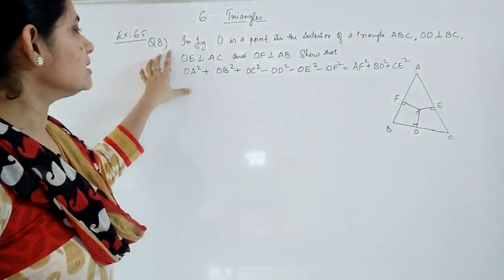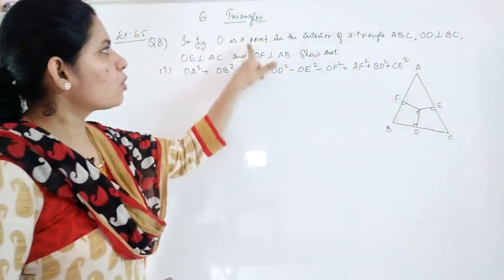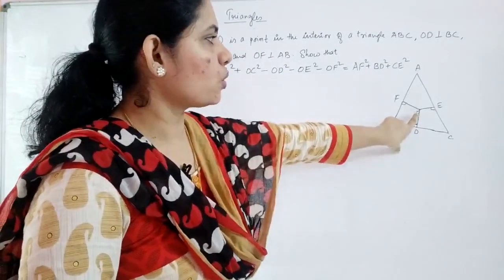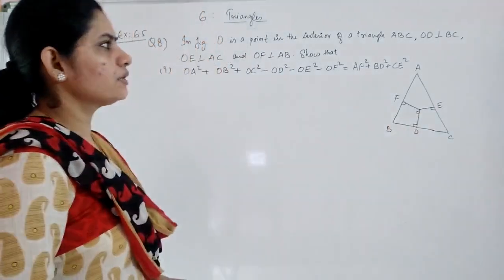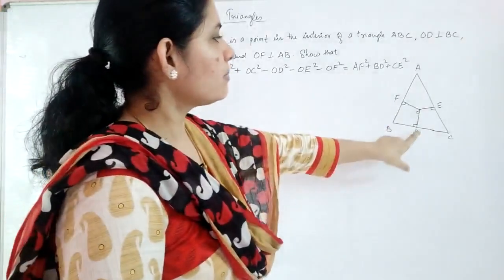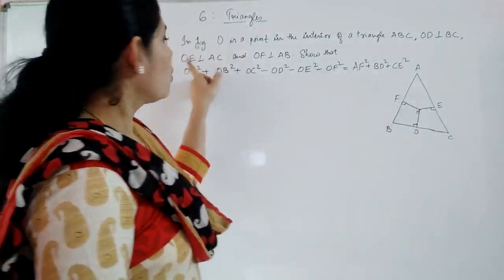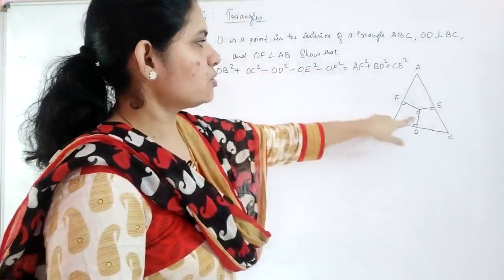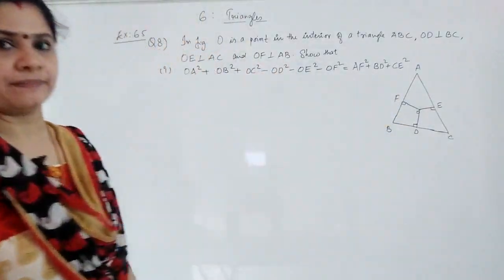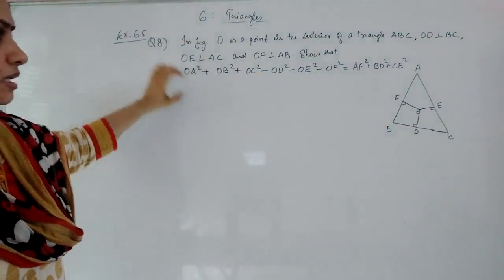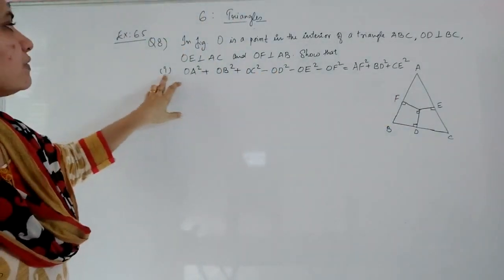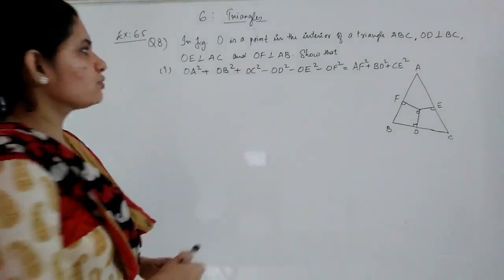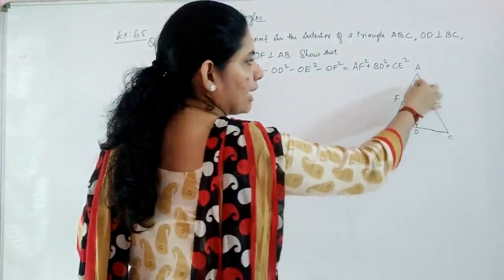Question number 8 is, in the given figure, O is a point in the interior of the triangle ABC. This is O. O is a point in the interior of the triangle, and OD perpendicular to BC, OE perpendicular to AC, and OF perpendicular to AB. That much is given in the question. Now you have to show that the first part is OA square plus OB square plus OC square. When they say OA square, we don't have it in the figure.